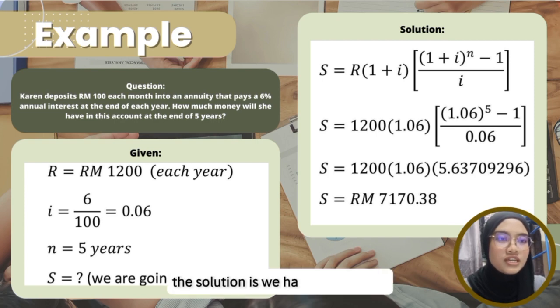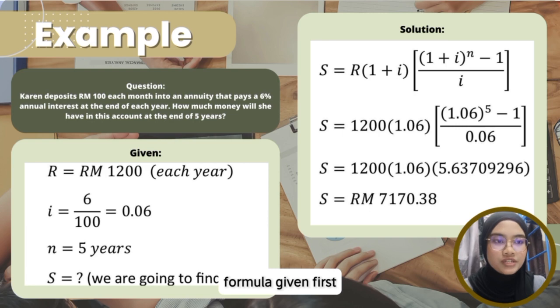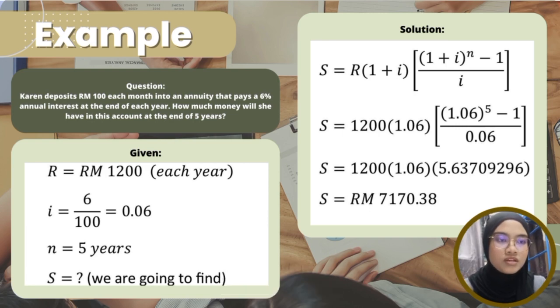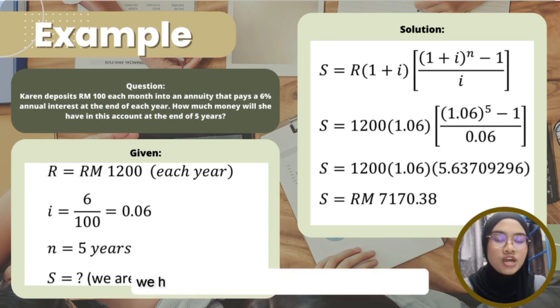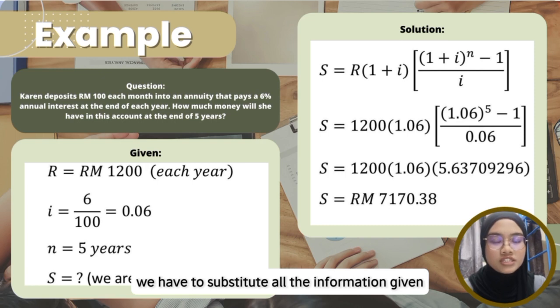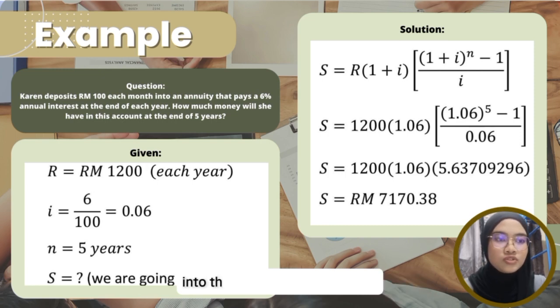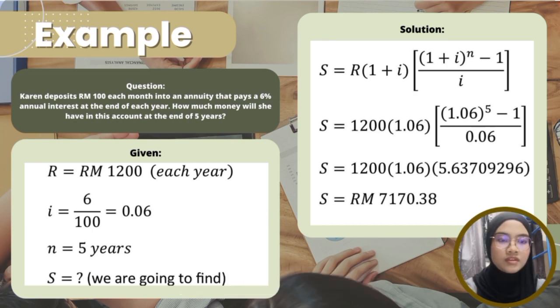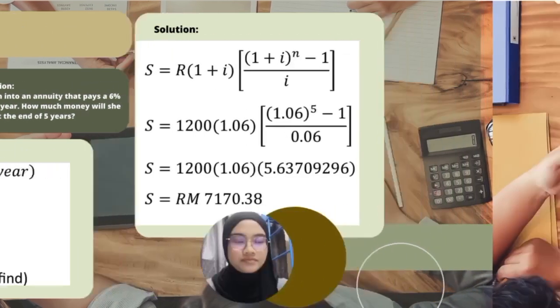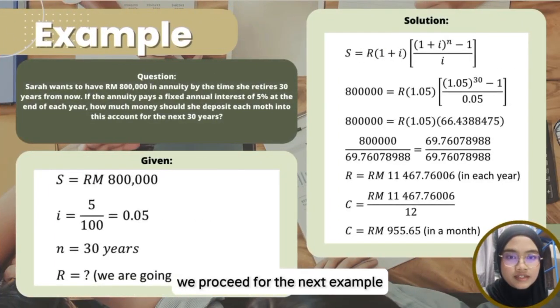For the solution, we have to write the formula first. Then we substitute all the information given into the formula, and we will get RM7170.38. We proceed to the next example.